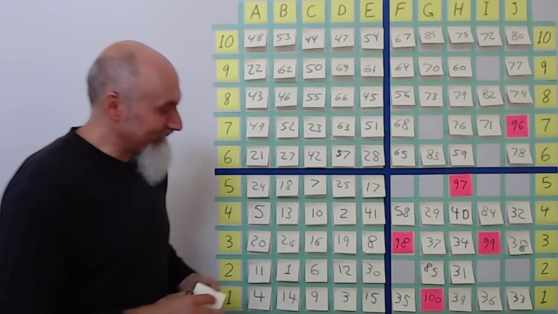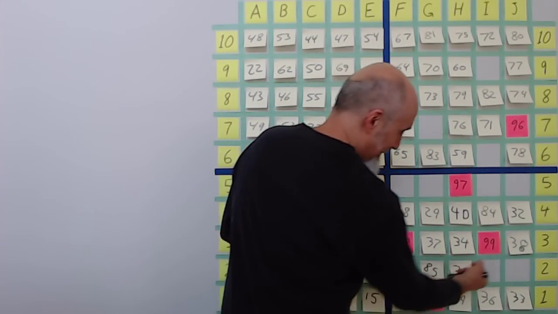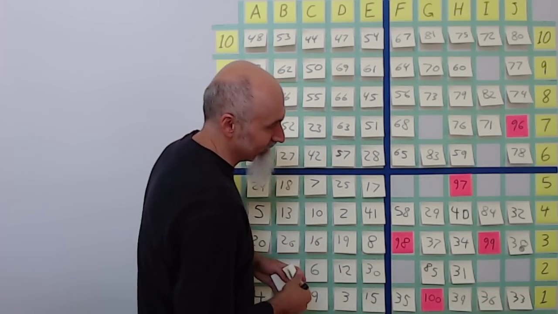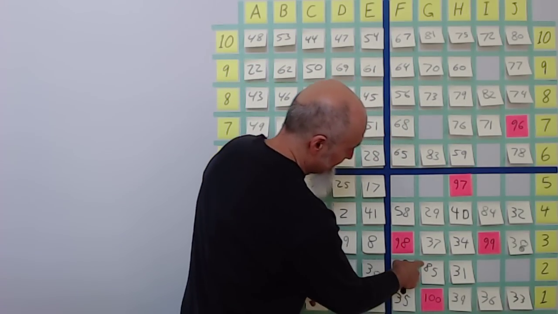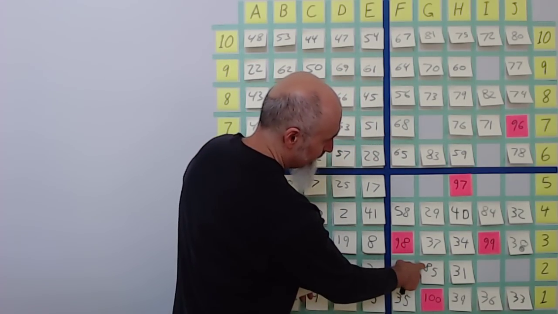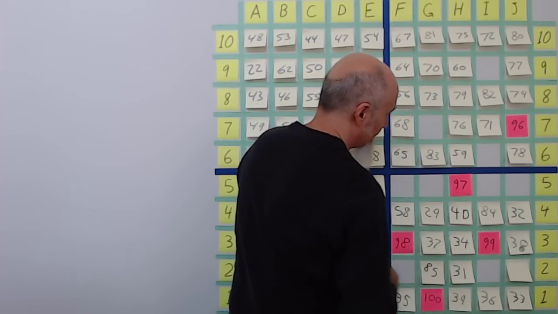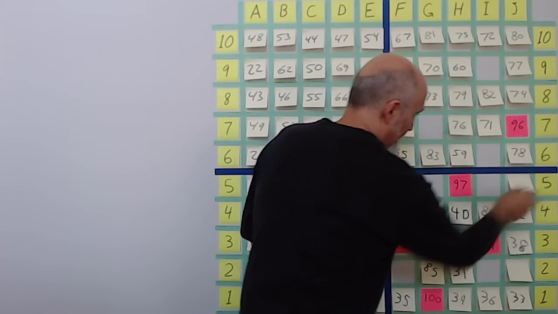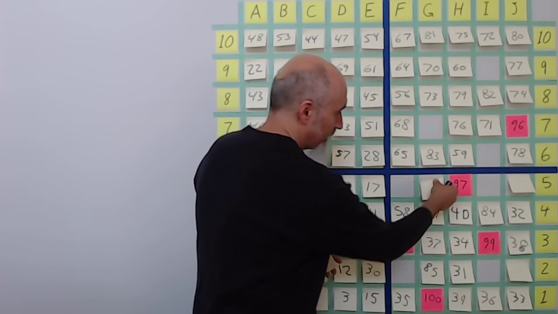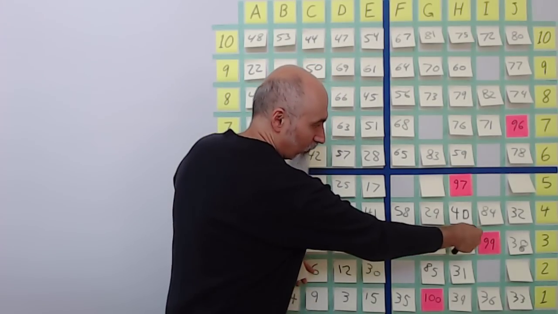99 is still okay if we can get to 99. So let's take these guys down. Oh no, let's not take them down, let's replace them. So 86, 85, it has to go here. 86, 87, 88, right? And then we just roll out these guys.